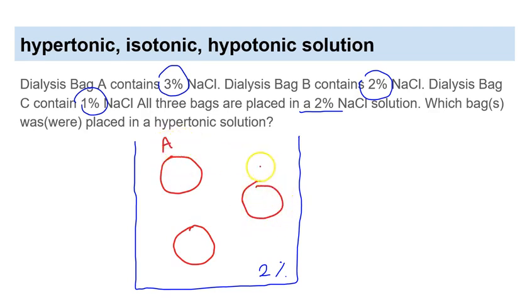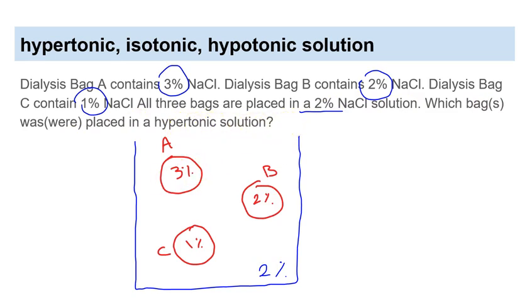A, B, and C. 3% means the amount of solute would be 3, and the amount of solvent would be 97. And then the other one is 2% NaCl, 2% for solute, 98% for solvent, and then C is 1%. And then our beaker has 2% NaCl solution, in which the bags were placed in a hypertonic solution.